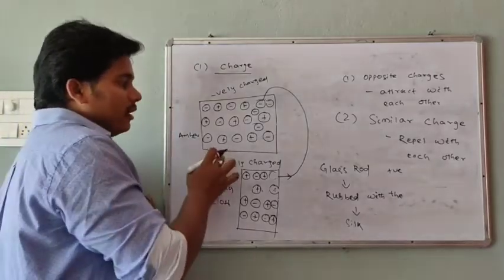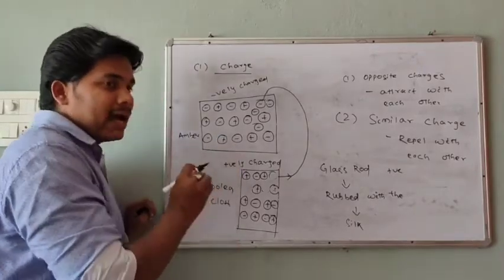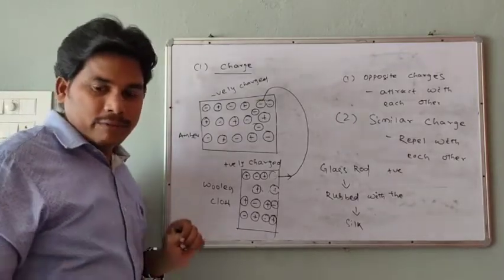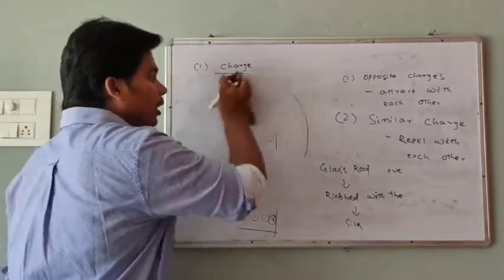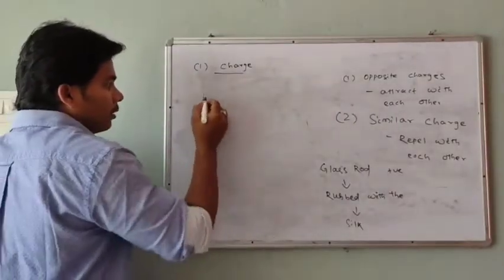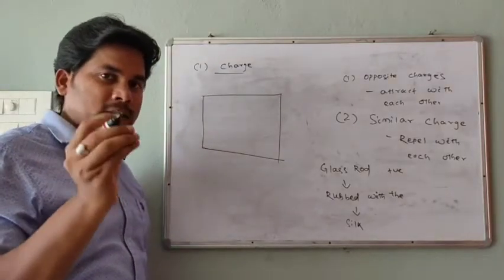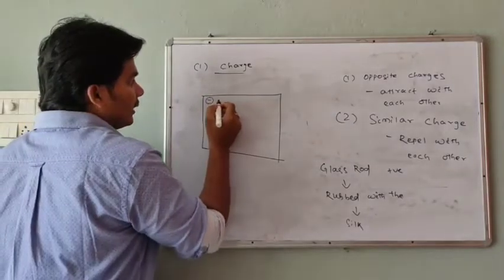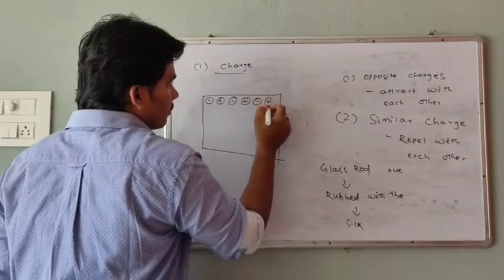And today we will discuss how these charged bodies attract neutral bodies. See, let's take the example of an amber. As we already discussed, here the number of negative charges is more than the positive charges. Means it simply indicates that this is a negatively charged body.